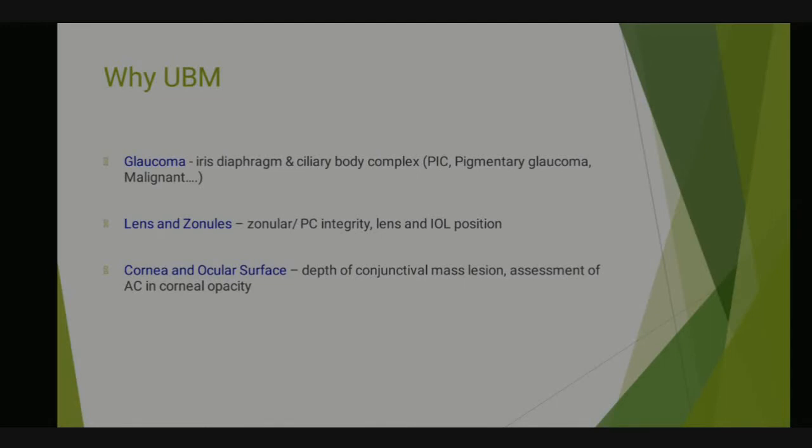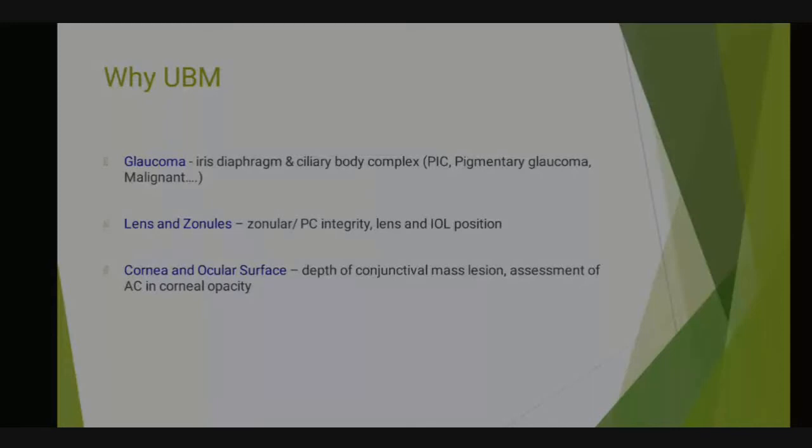And then mostly they will ask to see the lens and IOL position. That is, in cases of trauma, whether the lens or IOL is subluxated or dislocated. How is the lens position? They will ask.